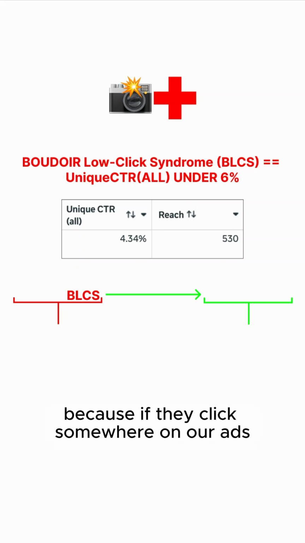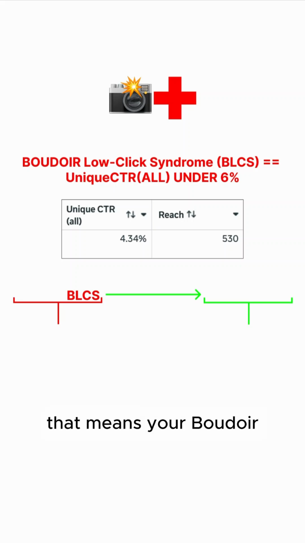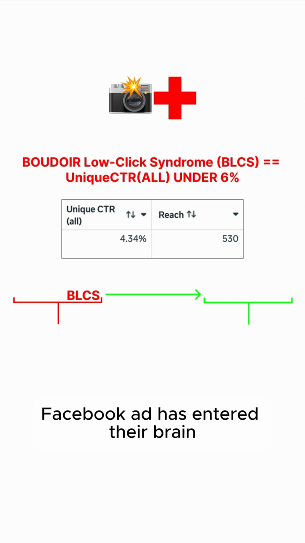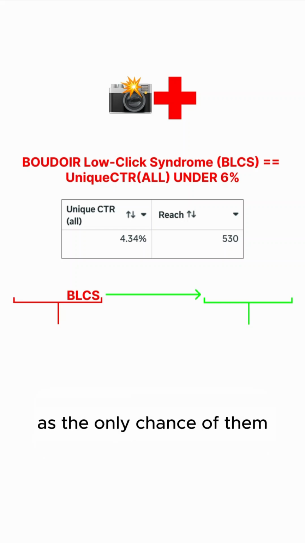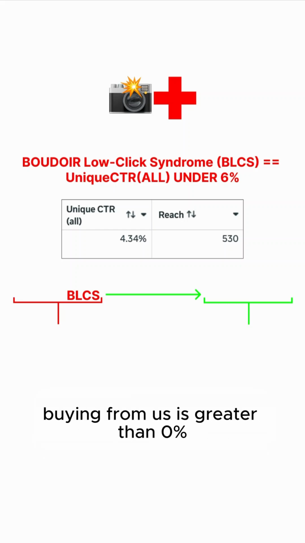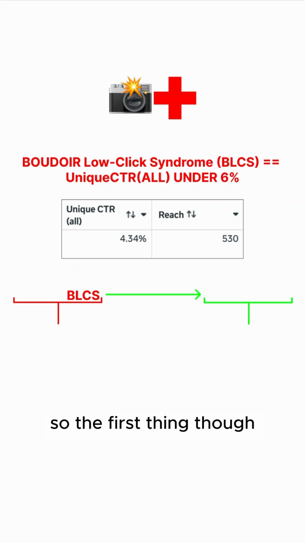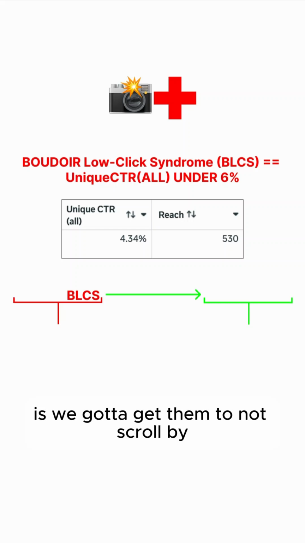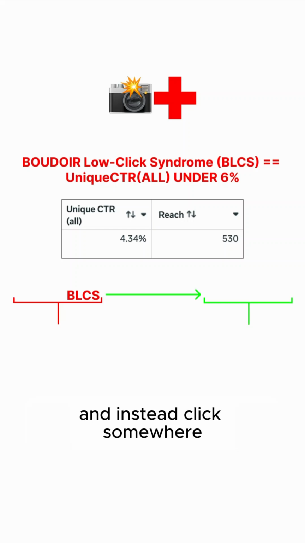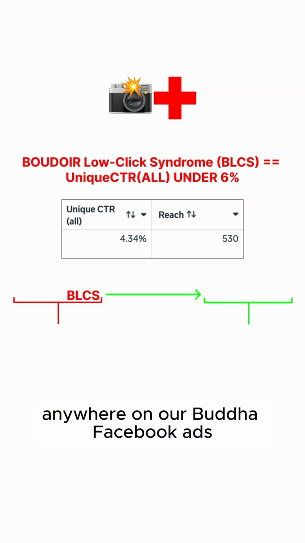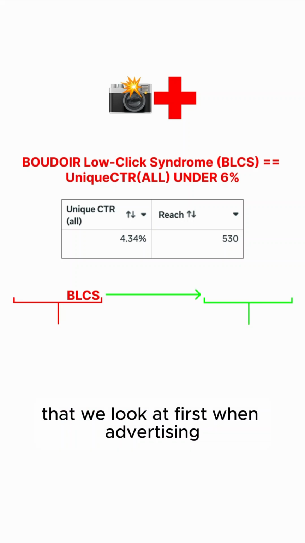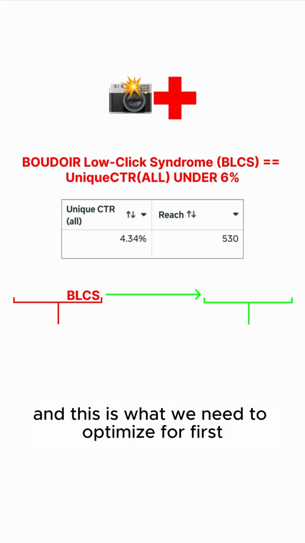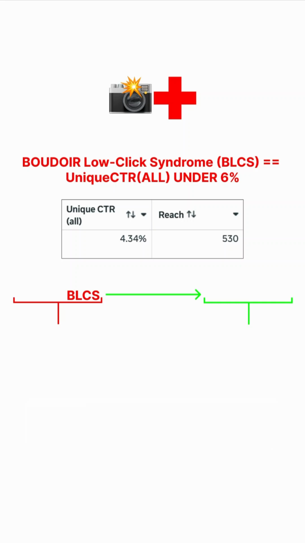And we care about this because if they click somewhere on our ads, that means your Boudoir Facebook ad has entered their brain. And we care about that because if our Boudoir Facebook ad enters their brain, that's the only way their chance of buying from us is greater than 0%. So the first thing is we gotta get them to not scroll by and instead click somewhere, anywhere on our Boudoir Facebook ad. So this is the most important metric that we look at first when advertising. And this is what we need to optimize for first. It's kind of the highest leverage activity we can do for all of advertising.